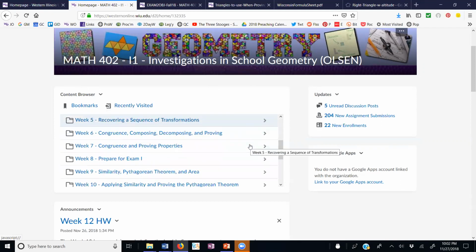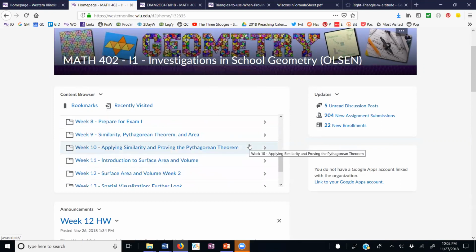Then in the second half of the course, we took a look at similarity. Once again, proving that two triangles are similar is fairly easy. In the case of similarity, you only need two pairs of angles congruent, and that makes the triangles similar. Then once you have the triangles similar, you have all the proportions that you can write, and then those proportions can be used to prove things, including the Pythagorean theorem itself.